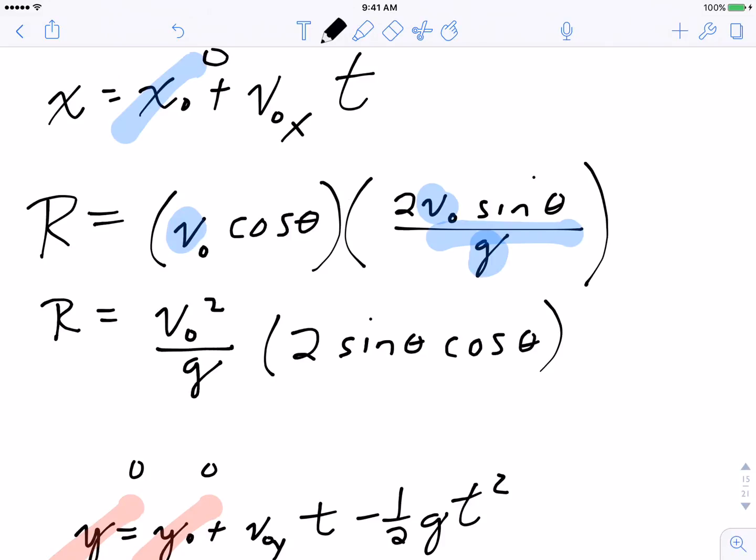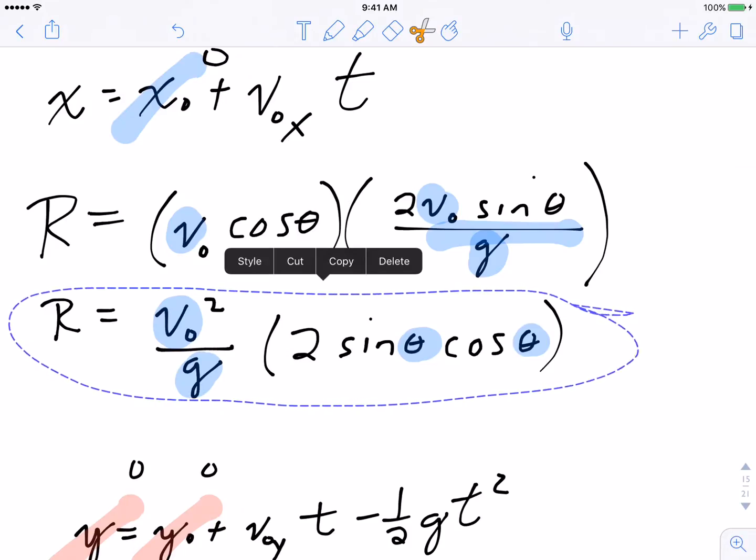And you might say, that looks ugly. And it does. And this would actually be an acceptable answer now because we have everything in terms of V0, G, and theta. See? Look at this. I only have a V0, a G, and thetas. You know, I do have trig functions, but those aren't variables. They're just functions. I have multiplication. I have division. So this is actually answering the question. But I'm going to take it one step further.